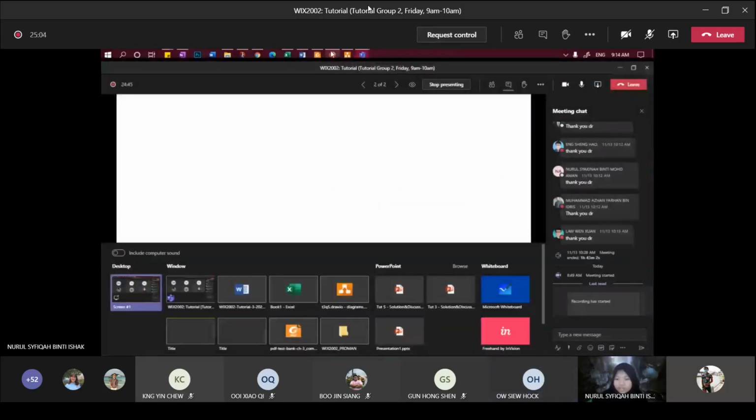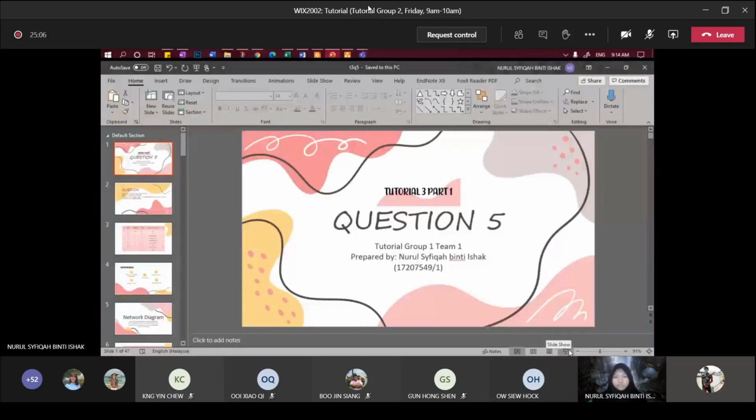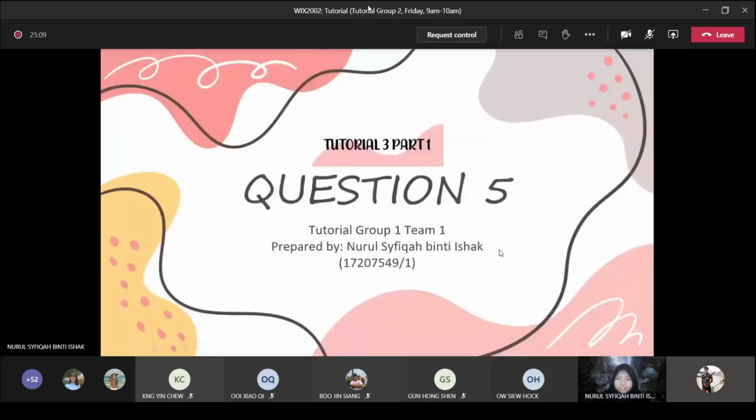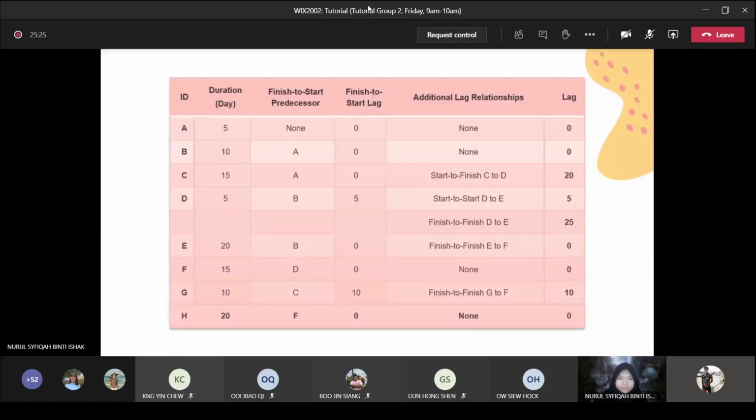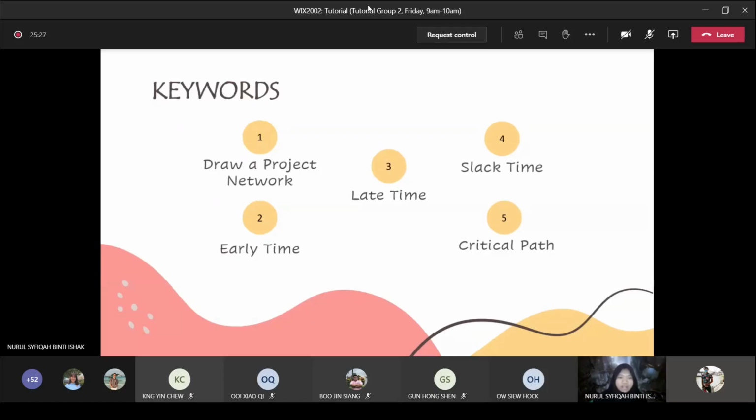Okay, sure. So I am the worship speaker from DG2T1. I will present tutorial 3.1, question 5. The question is: given the following information, draw the project network, compute the early, late, and slack time for each activity, and then identify the critical path. Here's the given information. The first task is to draw the project network. The second is to calculate the early time and late time, and then identify the critical path.